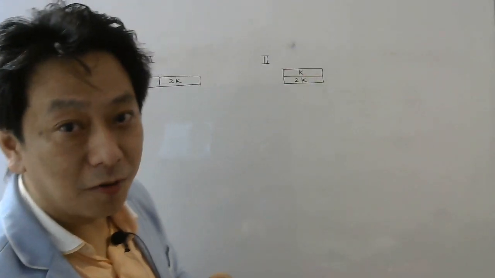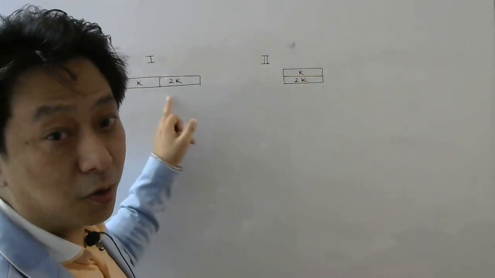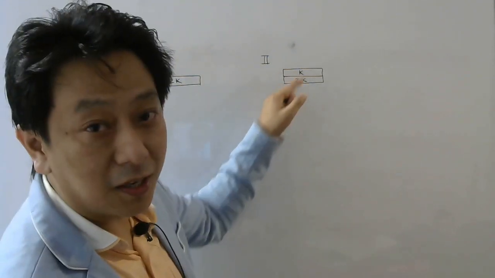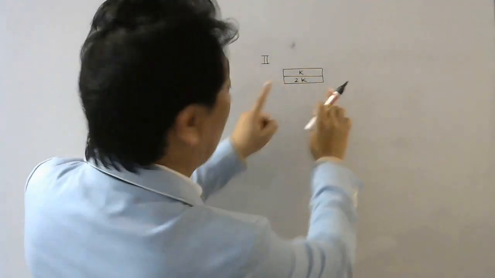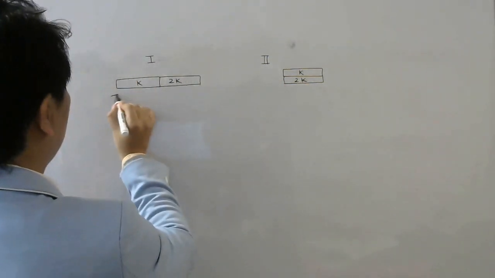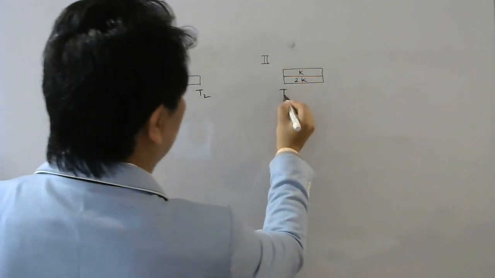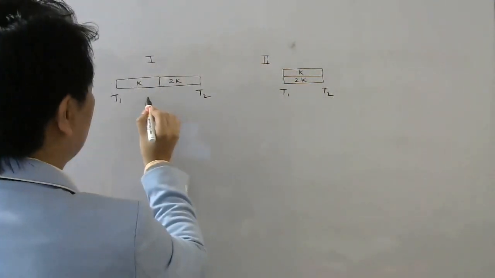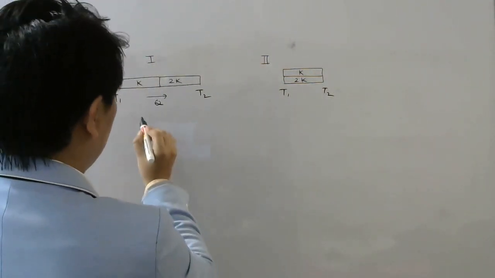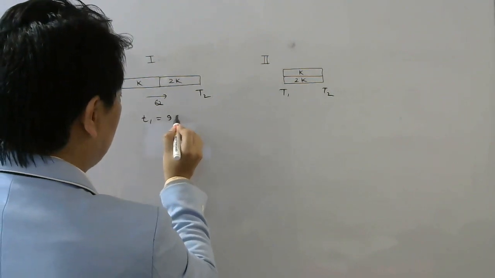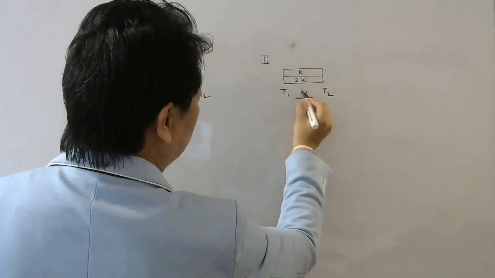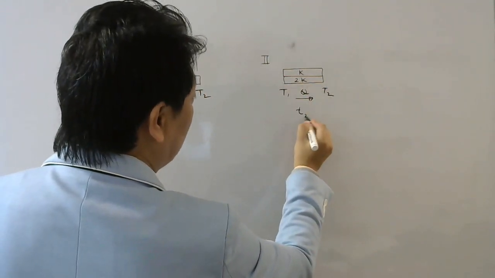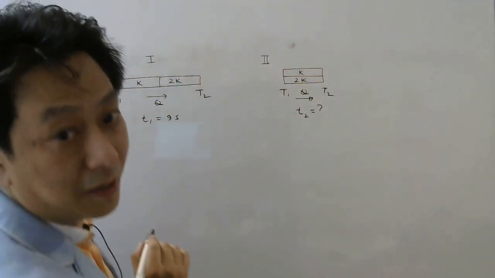So here are the two configurations. In the first case, the two rods are in series. In the second case, the two rods are in parallel, right? Now, they told the temperature difference here and here are same. So if I write T1, T2 here, here also T1, T2. And whatever heat flows here, the time taken they told 9 seconds. And for the same amount of heat to flow here, how much time will it take? That we have to calculate.